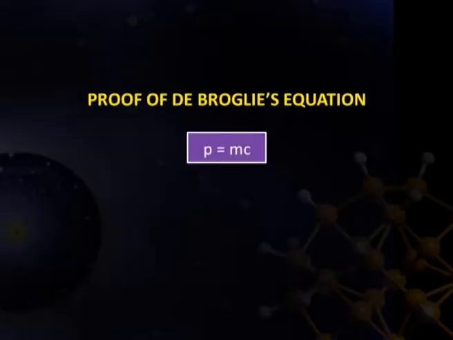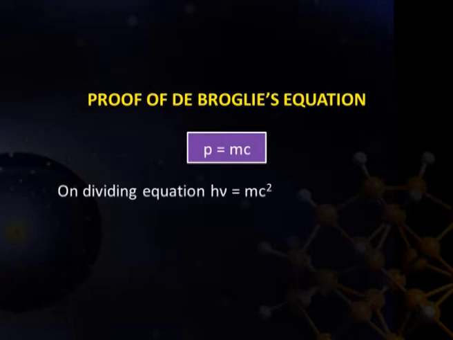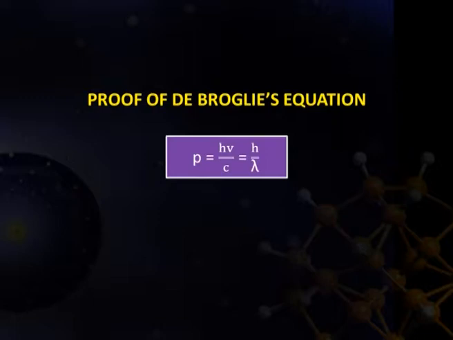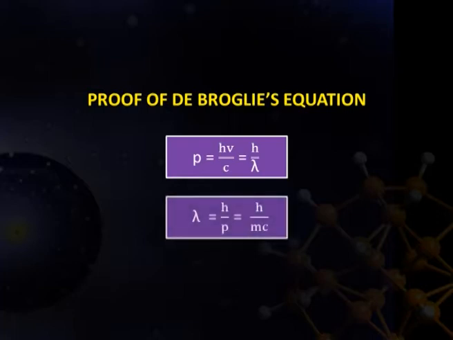Since photons travel in free space with the velocity of light c, its momentum, mass into velocity, p, may be given as p = mc. By dividing h nu = mc² by p = mc, we get h nu upon p = c. So p = h nu upon c = h upon lambda, or lambda can be represented as lambda = h upon p = h upon mc.